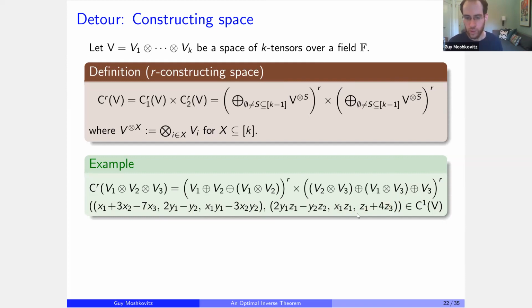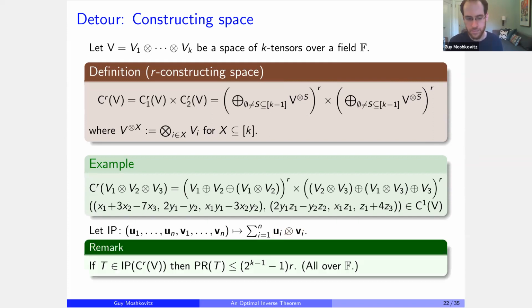And so this corresponds to three summands, and the R constructing space is just R guys like this, R lists of these guys. It's just a way to parameterize partition rank decompositions. Formally speaking, how do you get from these two lists back to a tensor? You just apply this inner product function on tensors. So you just sum the first item from the first list and the first item from the second list. Oh, sorry, you take a tensor product, plus the second and the second, etc.